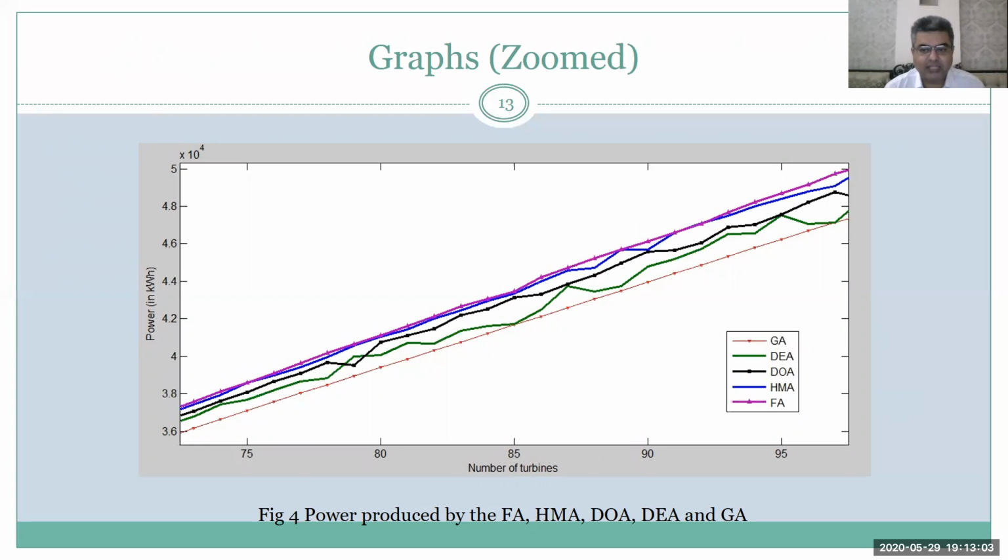So FA and HMA are giving better results, but DOA is giving definitely better results than the DA and GA, which is encouraging, and it shows that this algorithm can compete with the other mainstream algorithms of differential evolution algorithm and GA. This is the graph for the power produced, and the results of the DOA are right in the middle. The middle black line shows the DOA results, which are quite competitive as the number of turbines are increased.